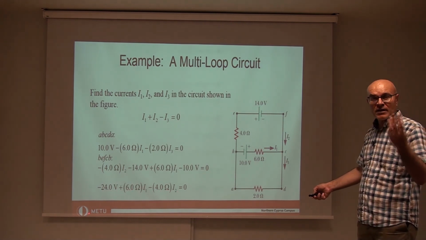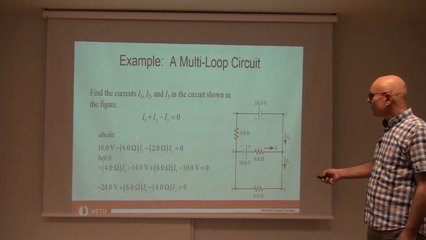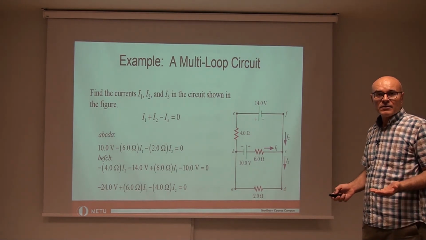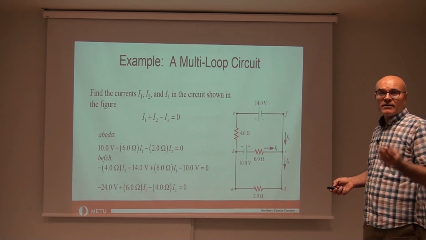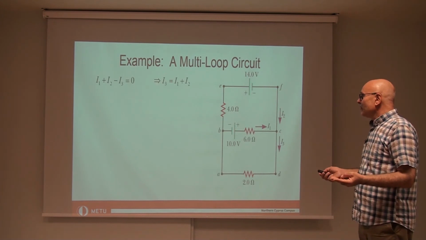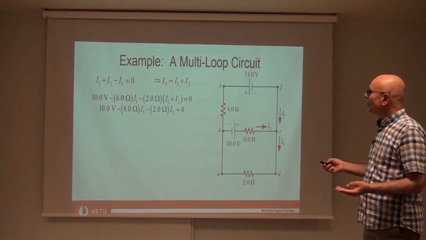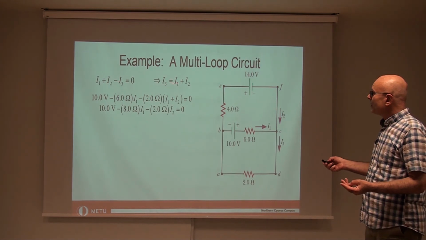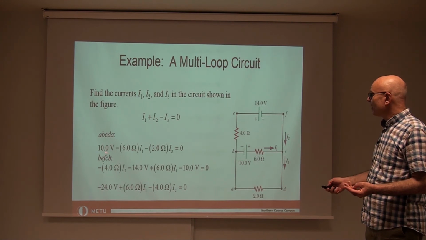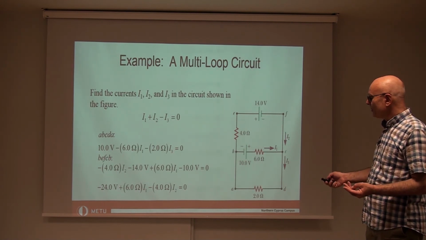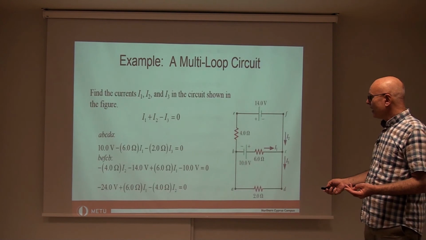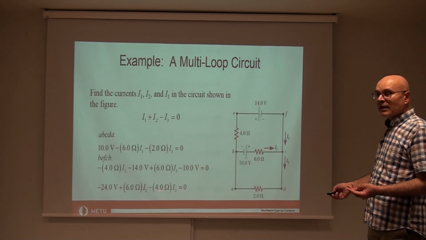So now I have three equations and three unknowns. This is equation 1, this is equation 2, and this is equation 3. What remains is the algebra of solving three equations with three unknowns simultaneously. First we substitute for I3 from this equation as I1 and I2, and substitute it into this equation. So you get this equation in terms of I1 and I2, and I already have this equation with I1 and I2.